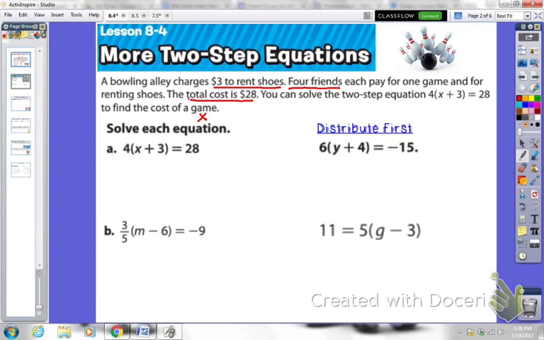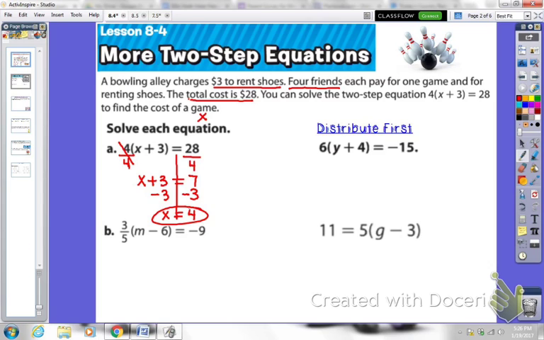So in method 1, 4 is being multiplied by the quantity x plus 3. To undo multiplication, we've talked about dividing. So I'm going to divide each side by 4, which cancels out this 4, and I'm just left with x plus 3 on the left side. Well, 28 divided by 4 is 7. So now I have a little mini 1-step problem. Instead of adding 3, we're going to take away 3 from both sides, and x is 4. So that means the cost of each game is $4.